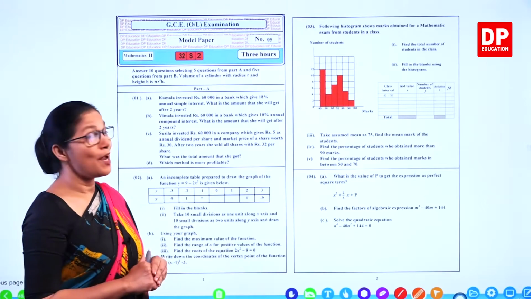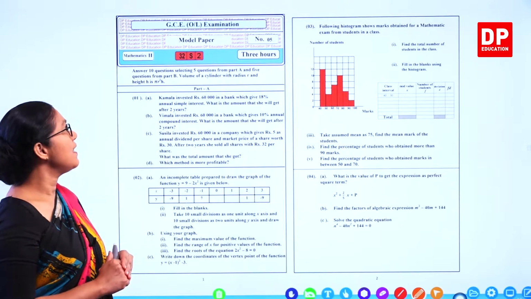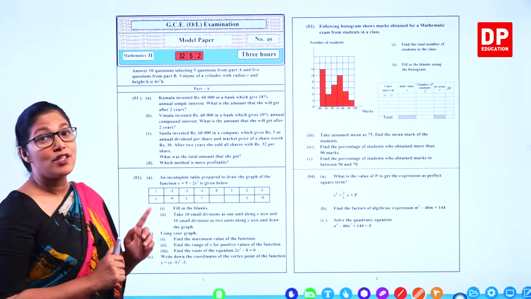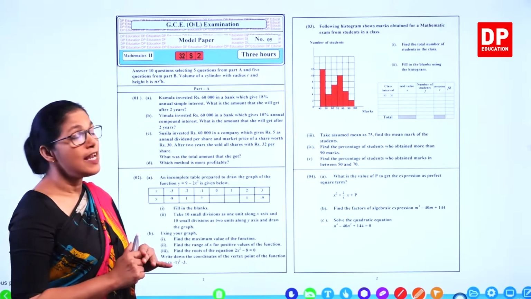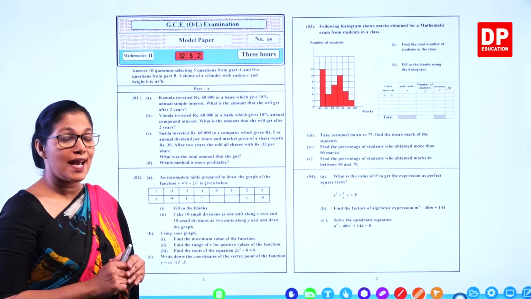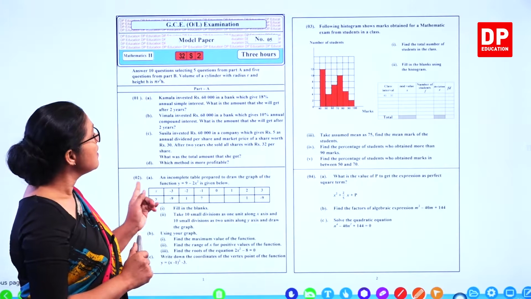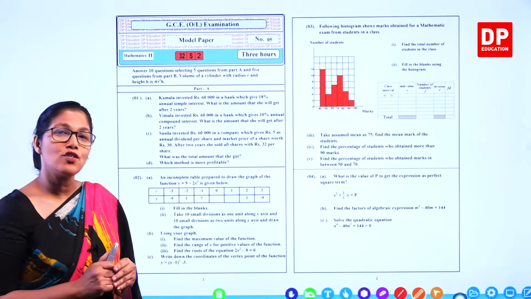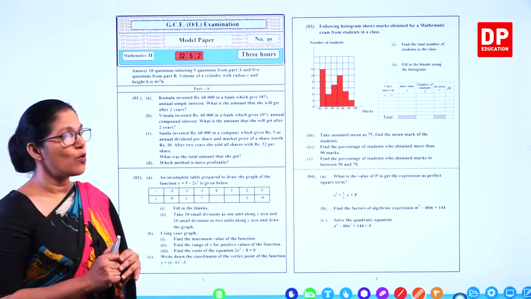Hello students, today I am going to do Model Paper 5 G.C.E O-Level Examination. This is Paper 2 and you get two parts, Part A and Part B, and each part you get 6 questions and you have to do only 5 questions. And you get 10 marks for each question. And how many minutes you can spend? Maximum 18 minutes per question.